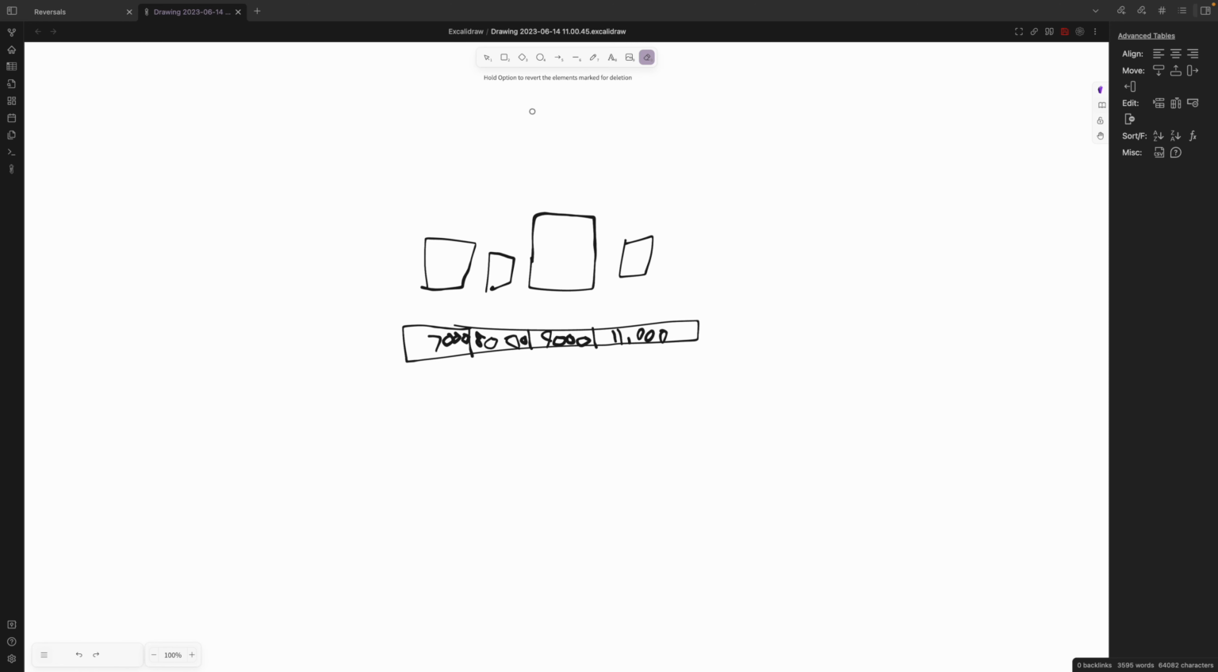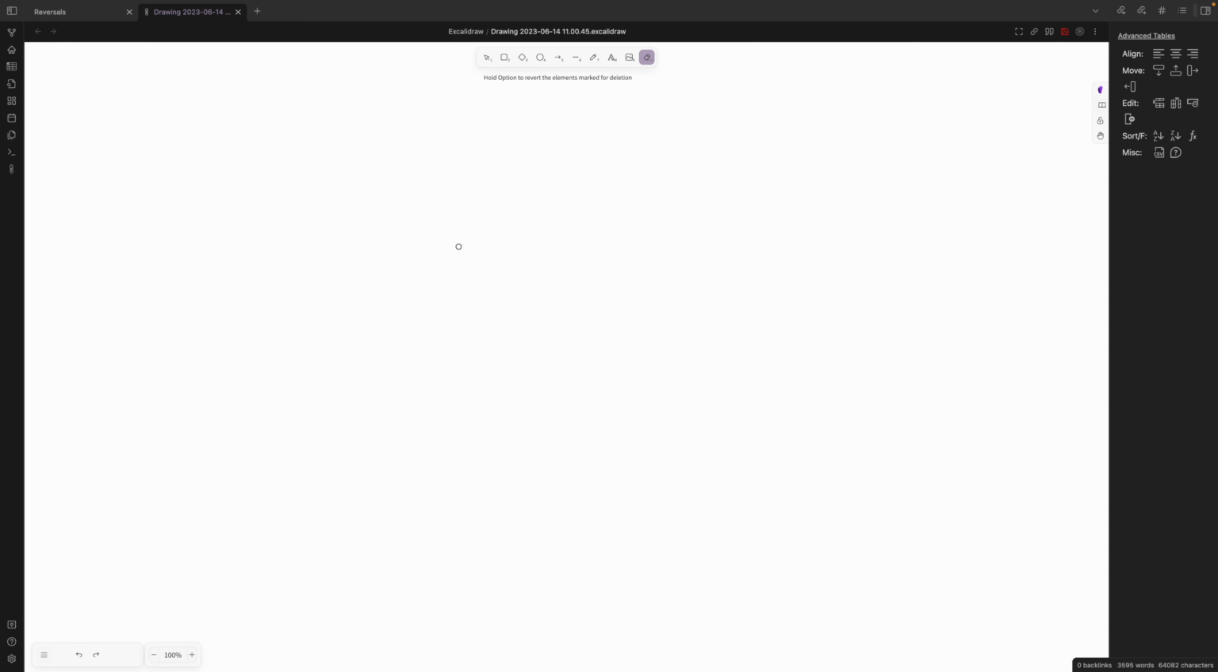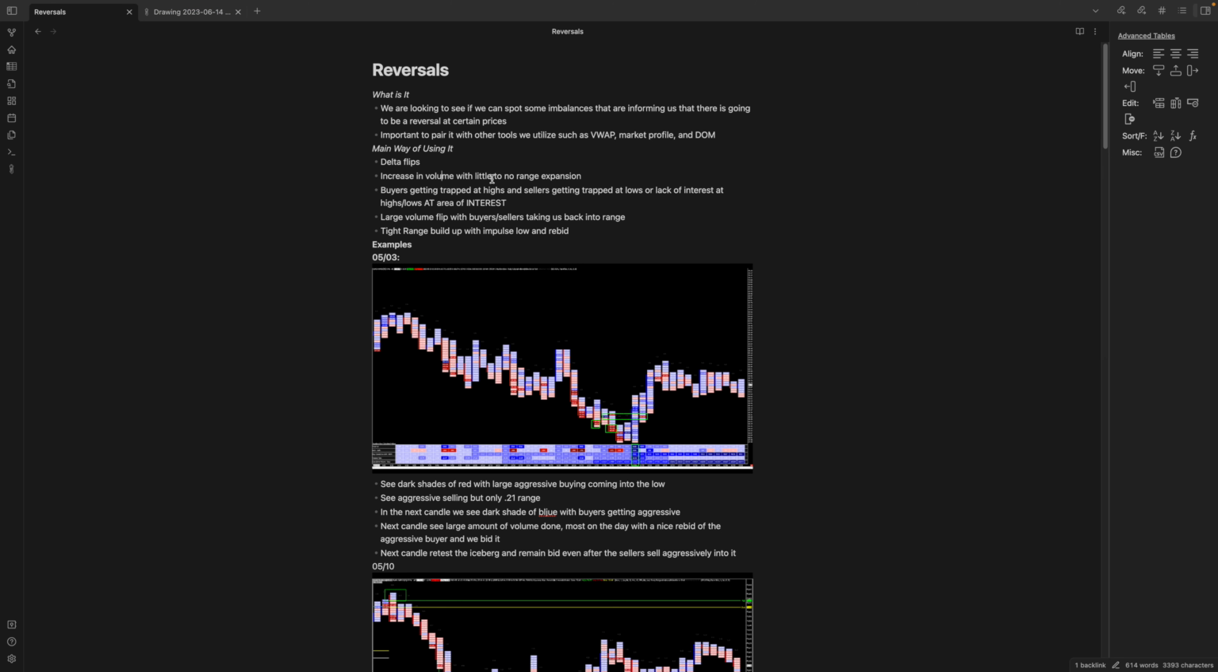What I mean by range expansion is, look at the next candle. It didn't even take out the previous low or the previous high. The next candle took it out, but then look at the next candle. It opened right here and closed right here. So there's no breakout, no range expansion. Buyers, in this example, are failing to take us higher.